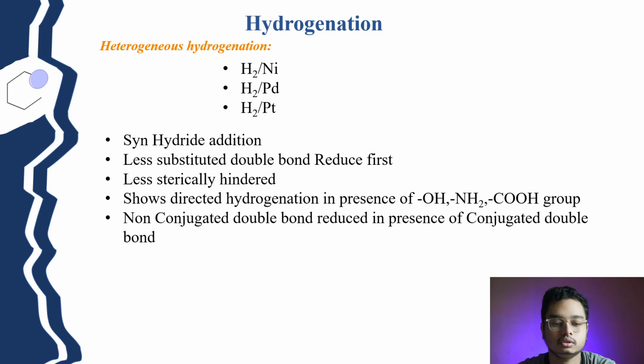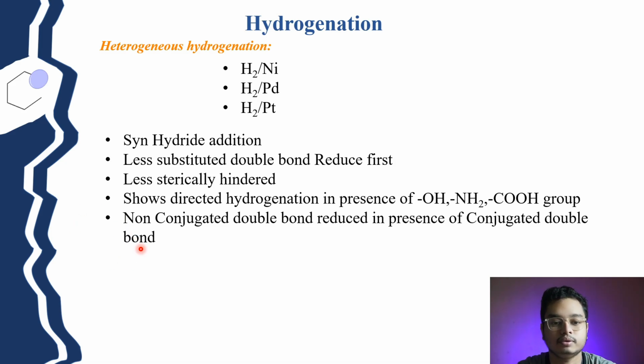It also has similar properties and reactivity to homogeneous hydrogenation. Syn hydride addition takes place here also. The less substituted double bond is reduced; less sterically hindered double bonds are more prone to hydrogenation than more sterically hindered ones. In terms of stereochemistry, it also shows directed hydrogenation in the presence of a hydrogen bonding group such as OH, NH2 or COOH, and a non-conjugated double bond is reduced in the presence of a conjugated double bond. So what should the reaction be?